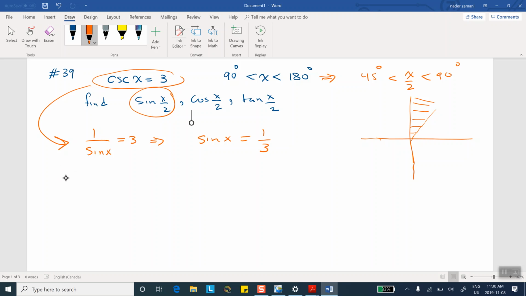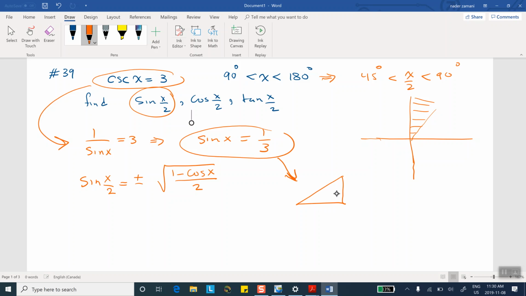Incidentally, the formula for sine of x over 2 looks like this. Sine of x over 2 is equal to plus or minus square root of 1 minus cosine of x, divided by 2. Notice that I have sine of x but not cosine of x. So what I'm going to do from here, first I'm going to find the cosine of x, and the way we do that is either use the formula.